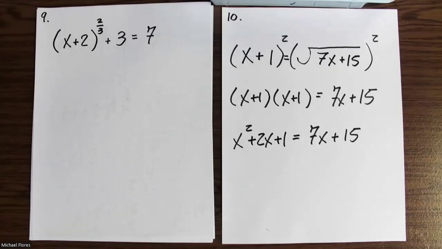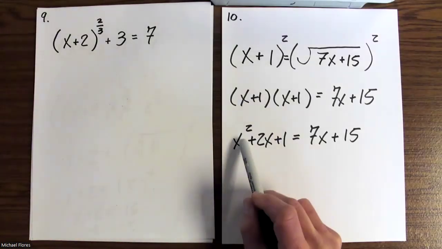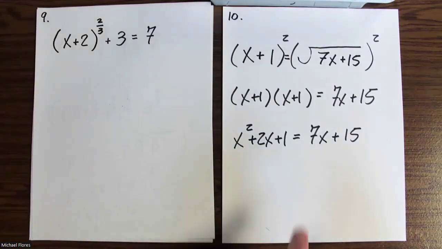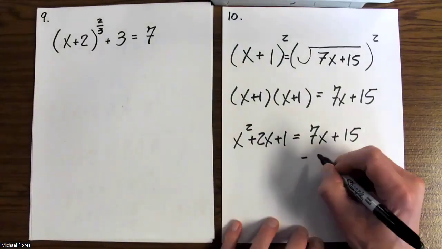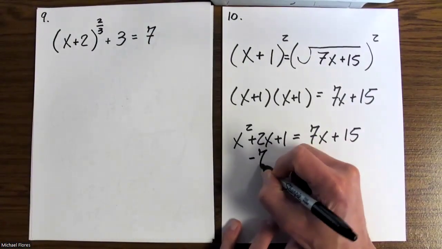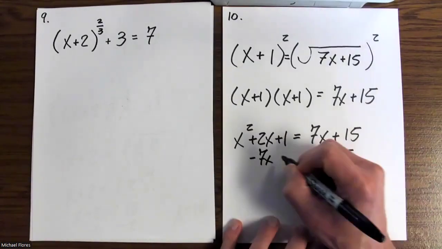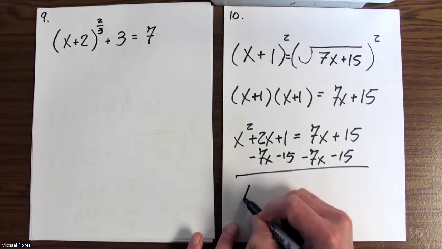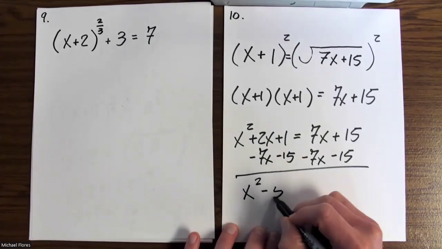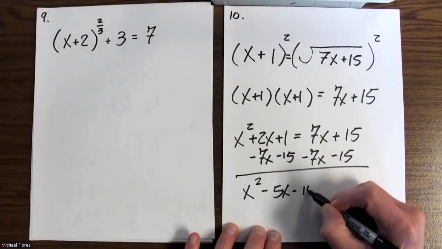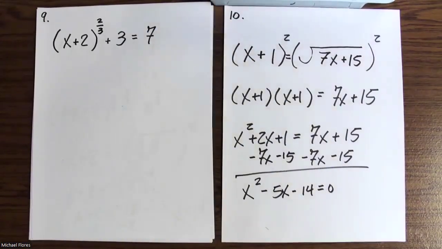Next. Looks like we have the makings of a trinomial here. I can tell because I have something that's being squared and then 2 variables that are just x and some constants. So what we want to do is set this equation equal to 0 by combining like terms. And now we have a trinomial that we can factor.